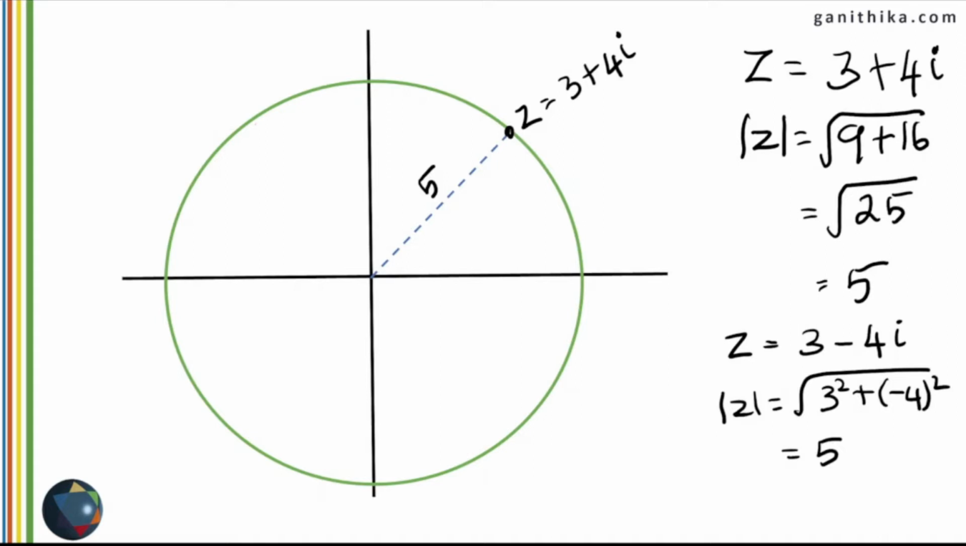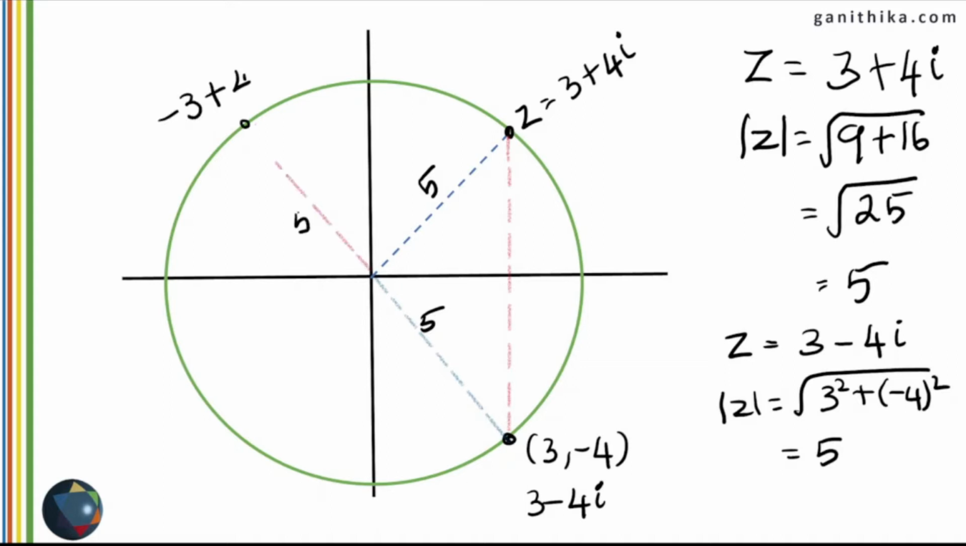But 3 minus 4i is the point (3, minus 4), which is here. And this is on the circumference of the same circle of 5 units. Similarly, minus 3 plus 4i is the point (minus 3, 4), which is on this side of the circle. And minus 3 minus 4i is on this side of the circle, which means you have 3 plus 4i in the first quadrant, minus 3 plus 4i in the second quadrant, minus 3 minus 4i in the third quadrant, and 3 minus 4i in the fourth quadrant, all of them placed on the circumference of the same circle of 5 units, which is the modulus of all these complex numbers.